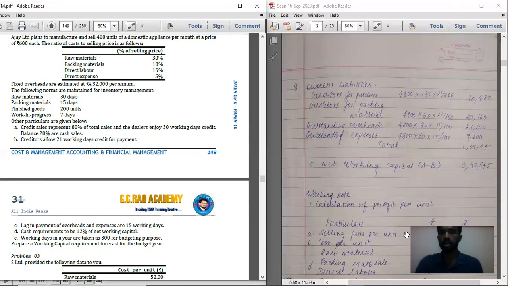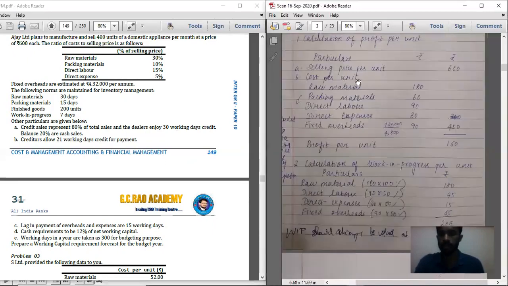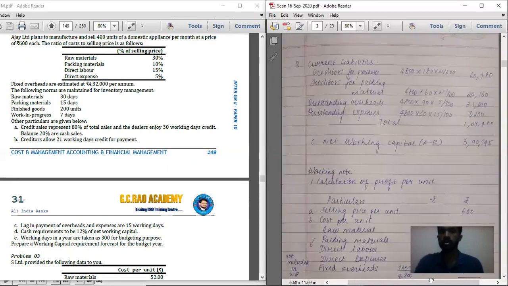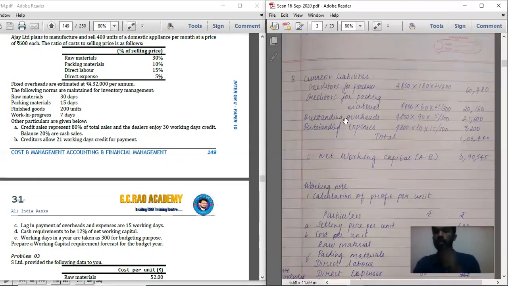Fixed overhead cost which we calculated per unit is 90 rupees. So below that creditors for packing material, put outstanding overheads. In calculation column, 4,800 into 90 rupees into how many days they have given credit? 15 working days. So into 15 divided by 300, you will get 21,600. In respect of amount column, 21,600.